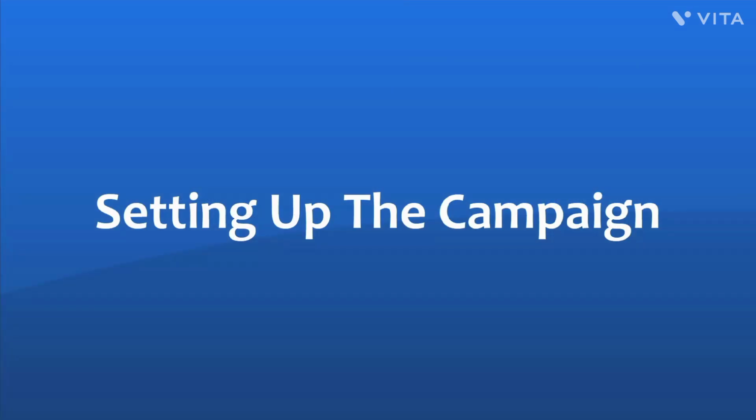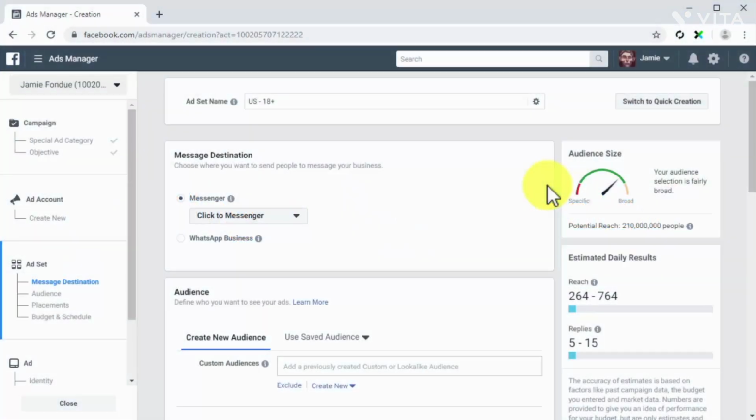Setting up the campaign. Now it is time to set up the campaign, starting with the ad set. First, enter the name of this campaign's ad set into the ad set name field. Next, select Messenger in the Message Destination section. Now you have to select how you'll reach people with your message.